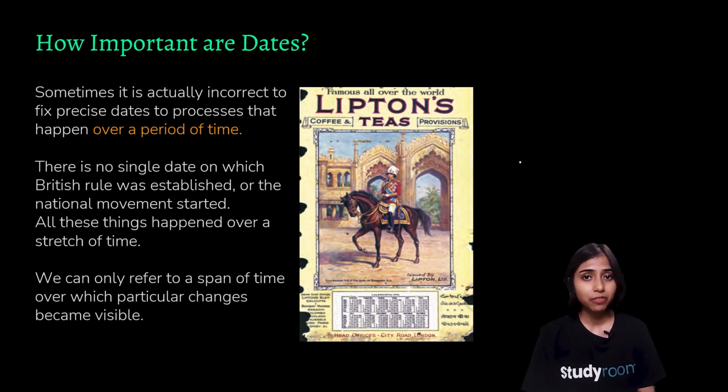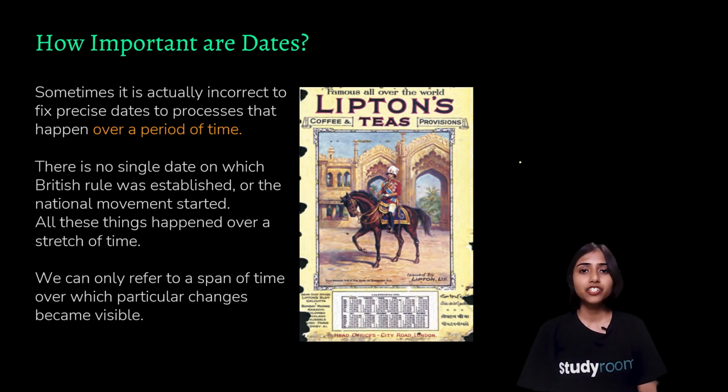The freedom struggle, for example, did not happen in one day. It took years. The First World War, the Second World War, did not happen in one day. It took years. Of course, it ended on a certain day, which we can prescribe a date for. But we cannot prescribe a certain date to which the war continued. It continued for a period of time, and we have to study that period of time: how did the event occur and how did it go? We can only refer to a span of time over which particular changes became visible.